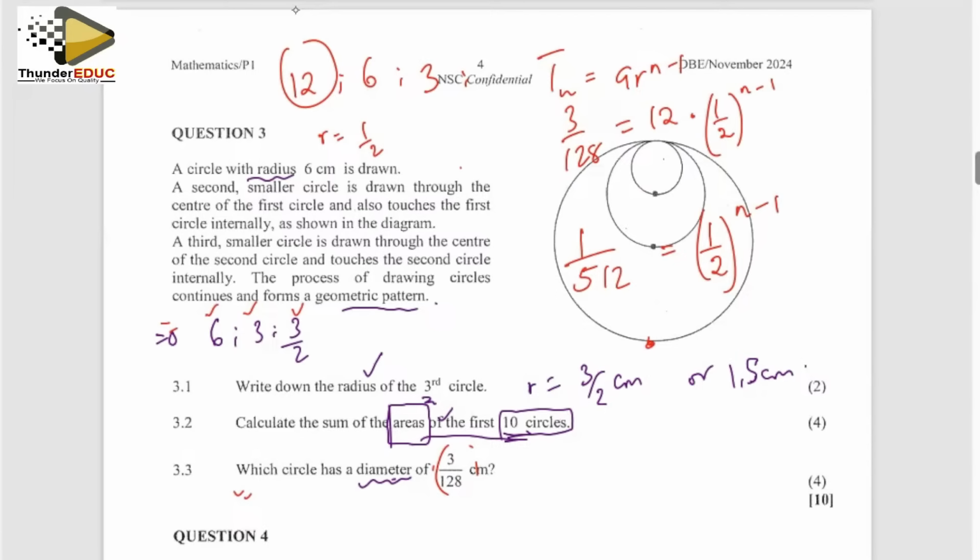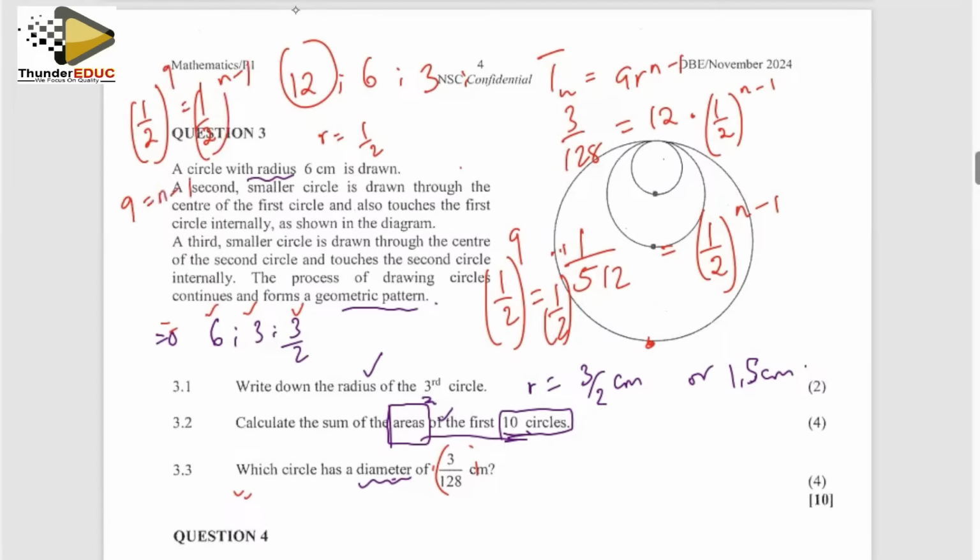If I change this to a half, what is 512 in exponential form? It is 2 to the 9. So 1 over 512 is the same as 1 over 2 to the exponent of 9, and that is 1 over 2 to the n minus 1. So a half to the exponent of 9 is a half to the exponent of n minus 1. Drop the bases: 9 is equal to n minus 1. Move the 1 that side, which means n is 10.